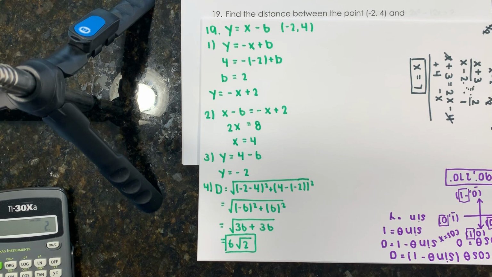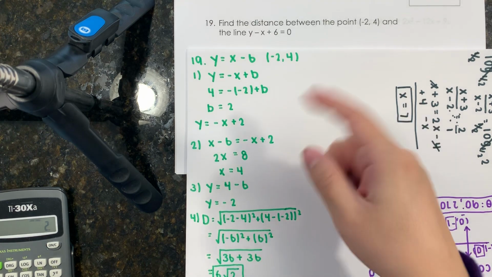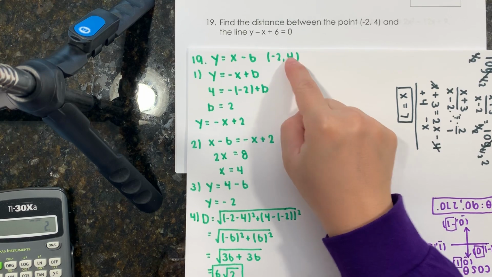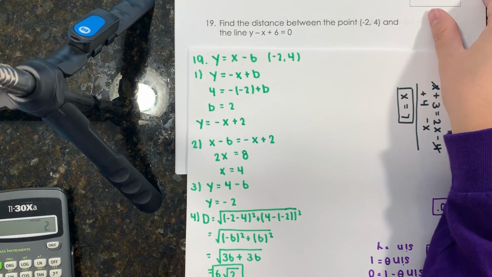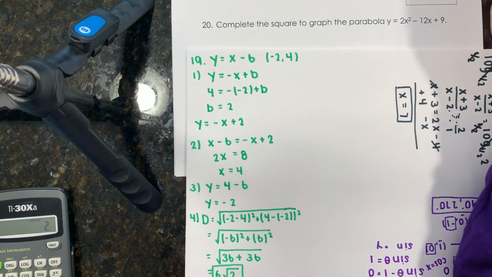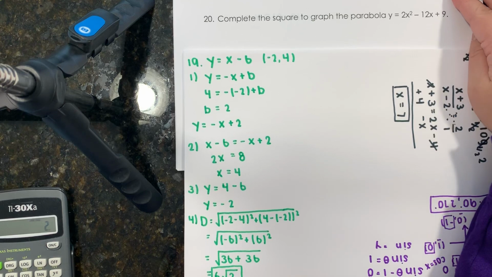Okay, so number 19 is a 4-step problem, making sure that you solve for all of the steps, which is the perpendicular line that goes through this point. Find where those two lines intersect by setting those lines equal to each other, and then plugging that into the distance formula.